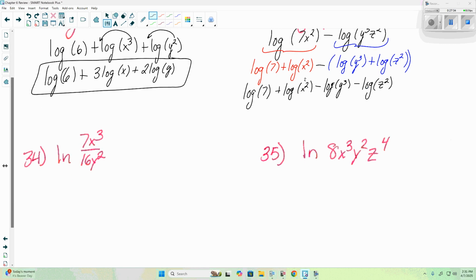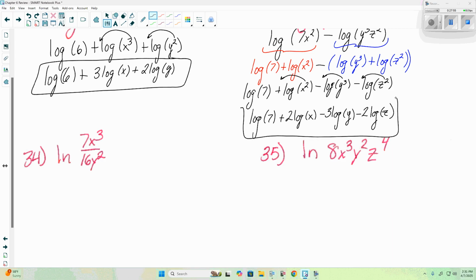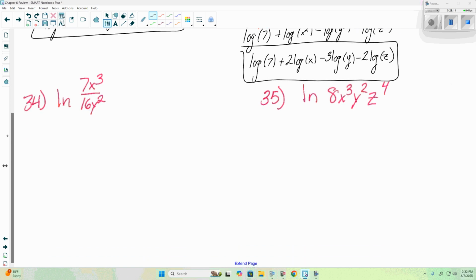And then we do our powers. We move the exponent to the front of its corresponding logs, telling us that we have log of 7 plus 2 log of x minus 3 log of y minus 2 log of z. And that's it. Questions with this here? I have a feeling we want to look at 34 and 35, yes?